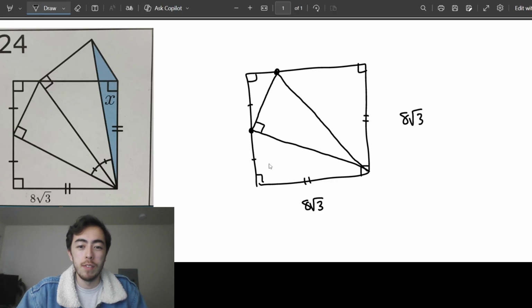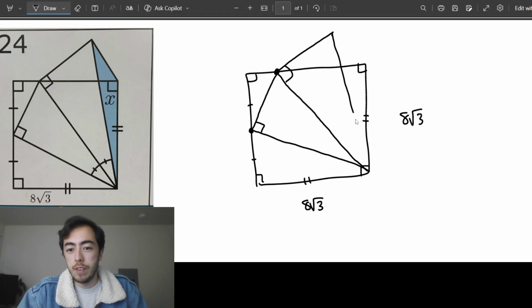It's kind of like we have this right triangle pattern where the hypotenuse turns into the long leg of the next one. And then finally, once we've gotten to this triangle, we can connect the top, and it's this skinny triangle on the right side that we need to find the area of.